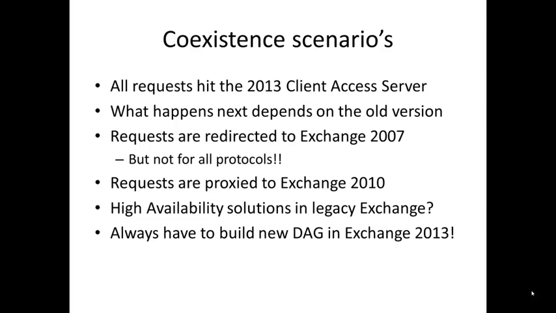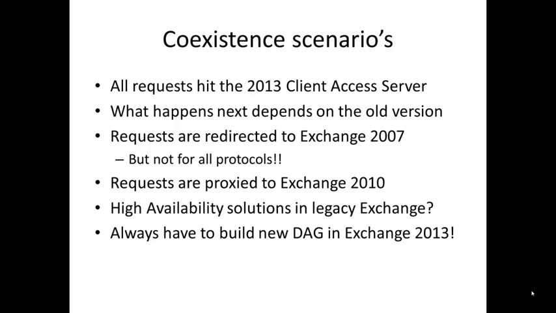When you have installed Exchange 2013, all client requests will hit the 2013 Client Access server. And what happens next depends on the old version you're actually running. If you're running Exchange 2007, the clients will be redirected to Exchange 2007, and for this you need an additional namespace. If you are running Exchange 2010, the request will be proxied from Exchange 2013 to Exchange 2010. So that's a bit easier.